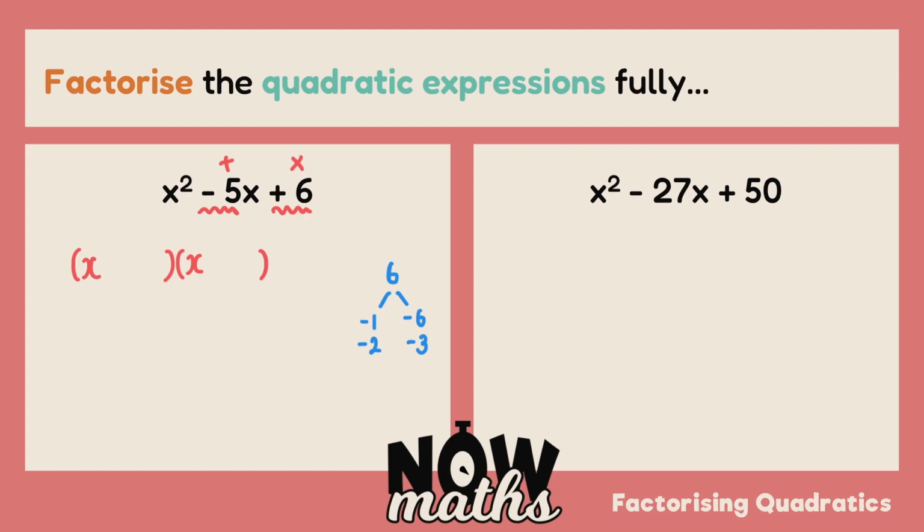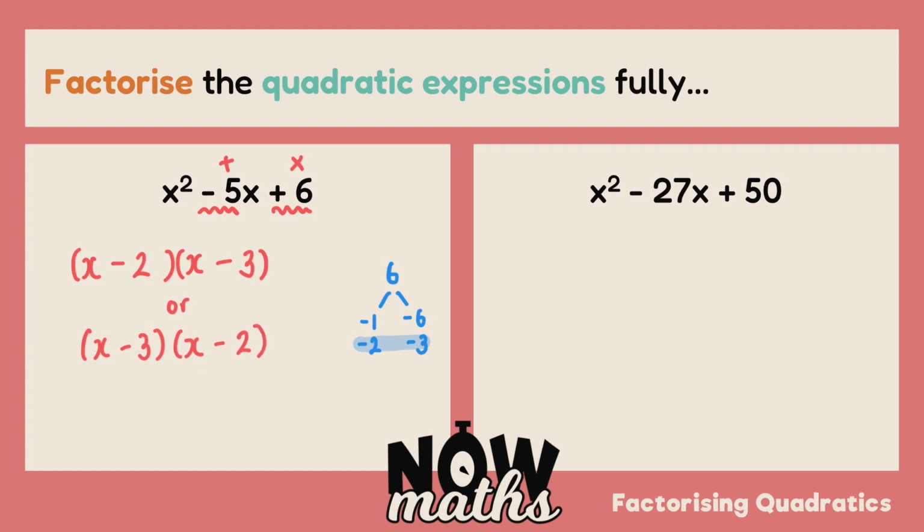Now out of these pairs, negative 1 add negative 6 is negative 7, and negative 2 add negative 3 is negative 5. We needed the numbers to add to give negative 5, so we're going to choose negative 2 and negative 3. So in our double brackets, we're going to have negative 2 in one of them and negative 3 in the other. And this is our fully factorised quadratic. And just as with the previous questions, we could have the brackets in the opposite order. So x subtract 3 first, followed by x subtract 2 second.